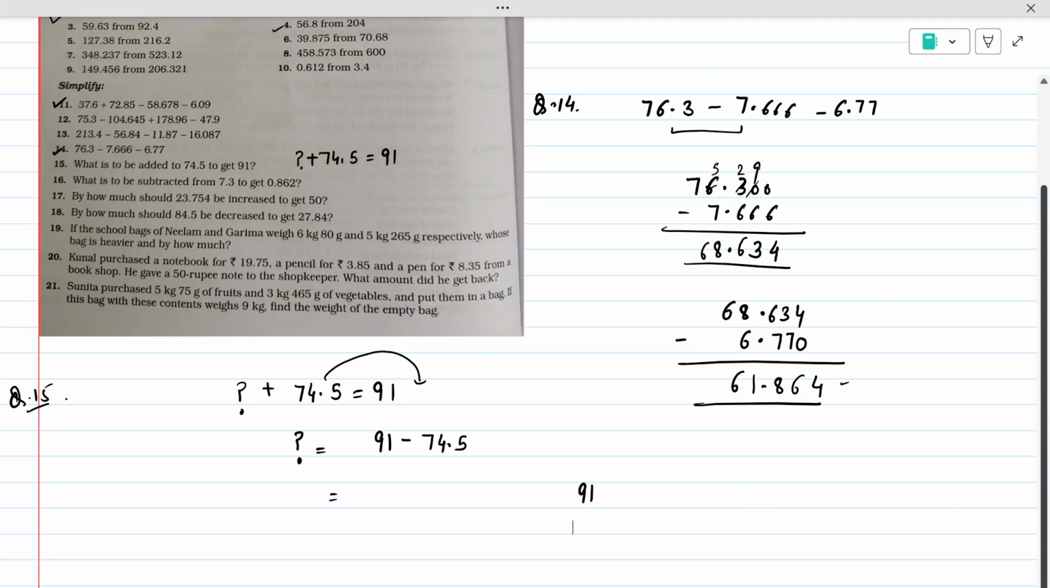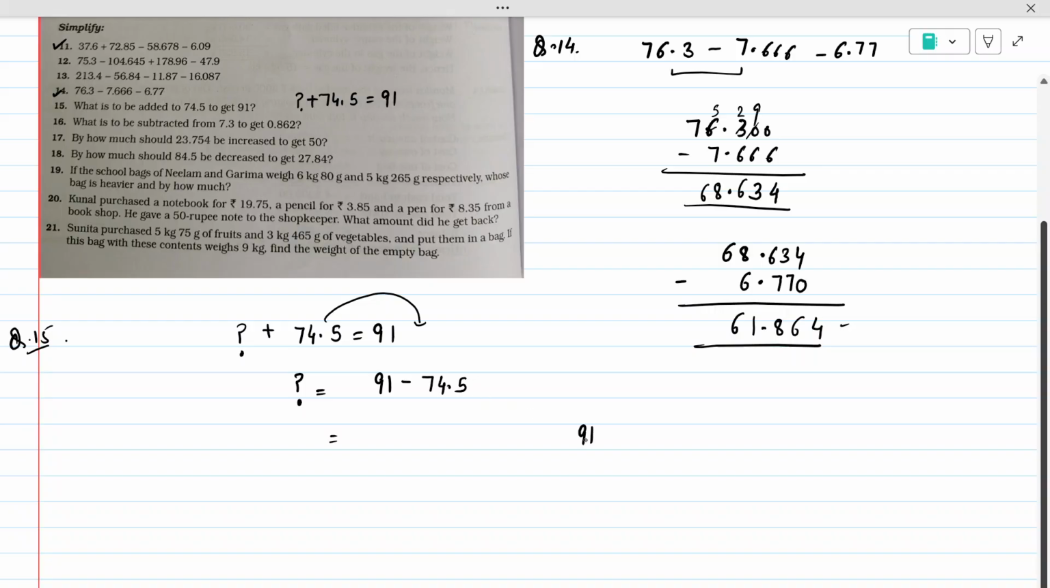But the first one is a whole number, so we have to make it a decimal number by adding a decimal point and two zeros after that. The same thing we have done here, and now from this we are going to subtract 74.5. I'm adding 0. So 0 as is, 10 minus 5 is 5, and then 10 minus 4 is 6 and 1. So the answer is 16.50.